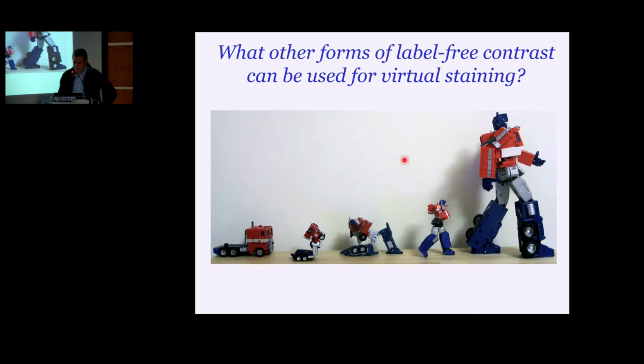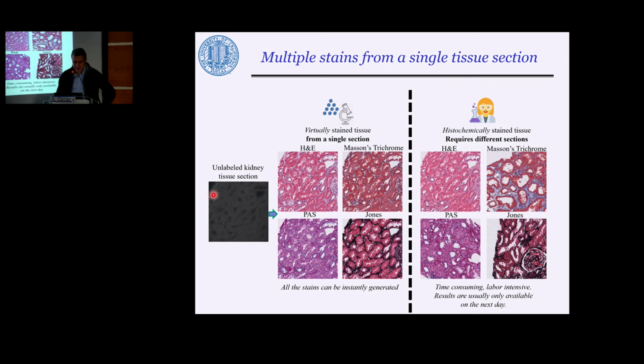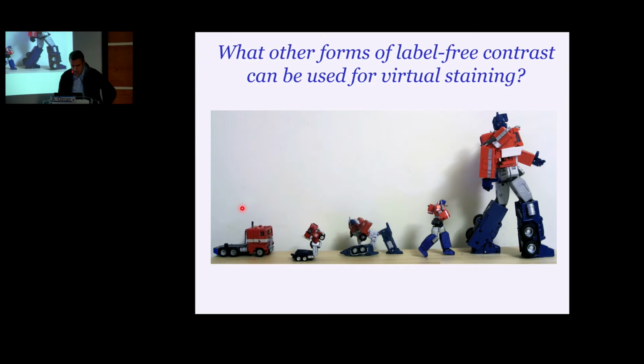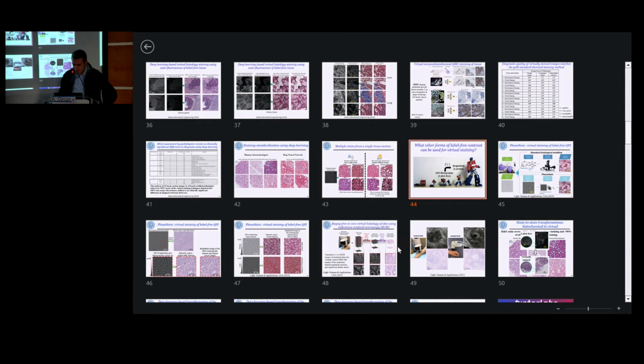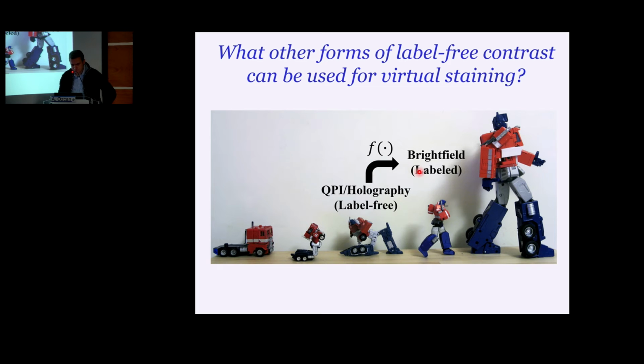So what other contrast forms can be used for virtual staining? Everything so far had this grayscale autofluorescence at the input, which is beautiful, which is very powerful. But that's not the only contrast mechanism that we can use for virtual staining. You can have other types of label-free microscopy modalities giving you contrast. One of my favorites is holography, because it's computationally very rich. And it's also label-free. So we also established another functional transformation through supervised learning, which takes label-free holographic reconstructions and converts them into bright field equivalent transformations of the labeled version.